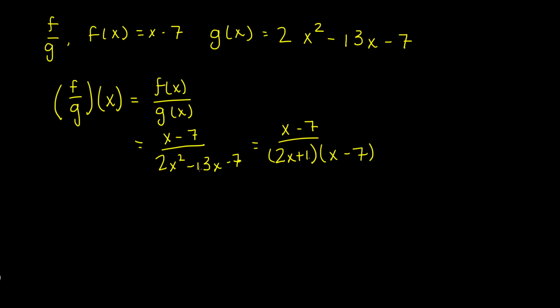We need to get 13 as the middle term. So you need to do the 2 times 7 to get 14, and then minus 1 will give you 13, or the other way around, because it's a negative 14 plus 1. Looking at this, we do have a factor in the denominator that is similar to a factor in the numerator, so those do cancel out.